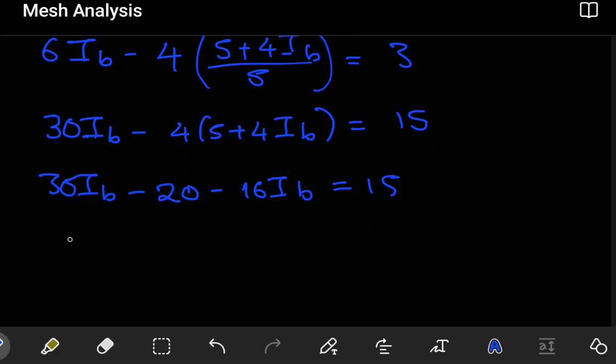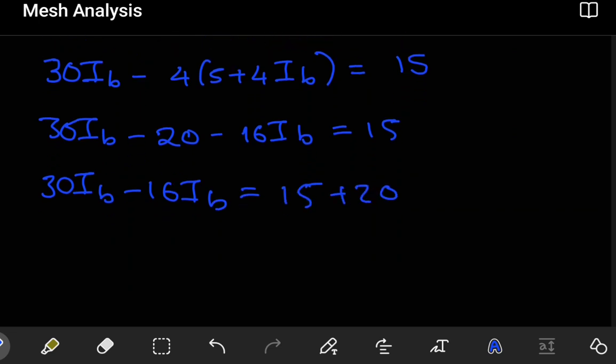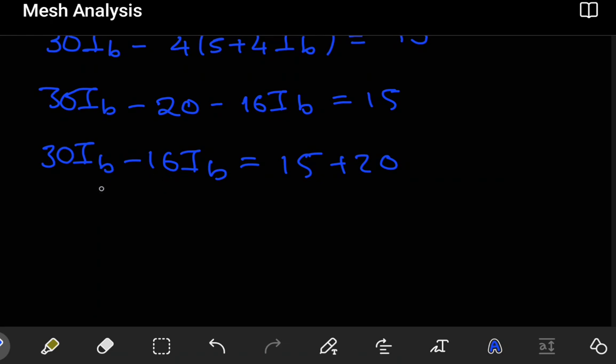So group the like terms. We have 30 IB minus 16 IB equals 15 plus 20. Reduce. This is going to be 14 IB equals 35. So we find our IB as 2.5 amps. This becomes our mesh current IB.